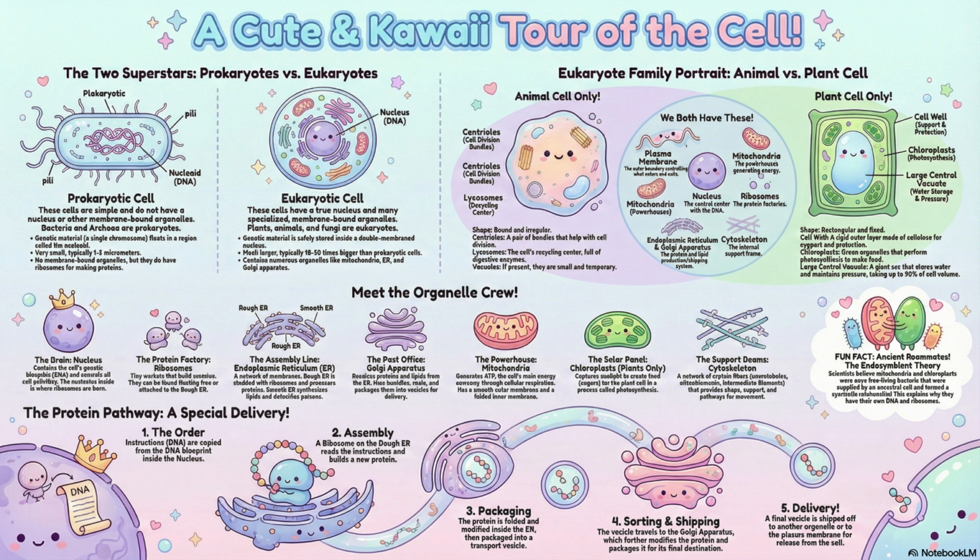So the rough ER is, well, it's rough because it's covered in ribosomes. Studded with them. Its main job is to make proteins that are going to be secreted from the cell or embedded in a membrane somewhere. It's also the cell's main membrane factory. So if continuity is so important there, why break up the rest of the system? Why use all those little transport vesicles for everything else? That's a great question.